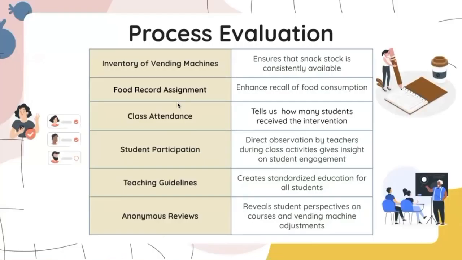To make sure that our intervention worked as we planned it to, our process evaluation seeks to use monitoring techniques to ensure the fidelity, accuracy, and consistency of our treatment. These methods include taking inventory of vending machines, maintaining a food record, taking daily attendance, observing student participation, having standardized guidelines for teaching, and conducting anonymous course and vending machine reviews.